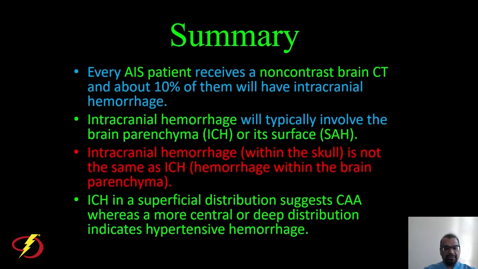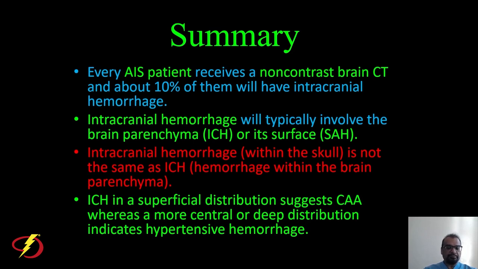So in summary, every acute ischemic stroke patient receives a non-contrast brain CT. In about 10% of those CTs, you're going to see intracranial hemorrhage. You now have a good differential diagnosis of what causes that hemorrhage. And if you're working at a stroke center, believe me, you're going to see intracranial hemorrhage, and it's good to have this information. So remember, this intracranial hemorrhage, we divided into bleeding within the brain parenchyma, intracerebral hemorrhage, or on its surface, subarachnoid hemorrhage. Intracranial hemorrhage within the skull is not the same as intracerebral hemorrhage, hemorrhage within the brain parenchyma.